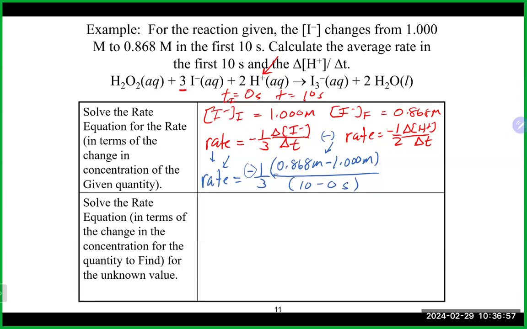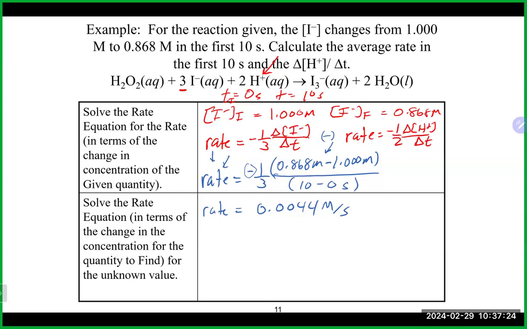Once again, dividing by the 3 is taking into account the stoichiometry of this reaction. And what do we got there? We end up with a rate here that is equal to 0.0044, units are molarity per second. That is technically the average rate of this reaction that's happening in this case.